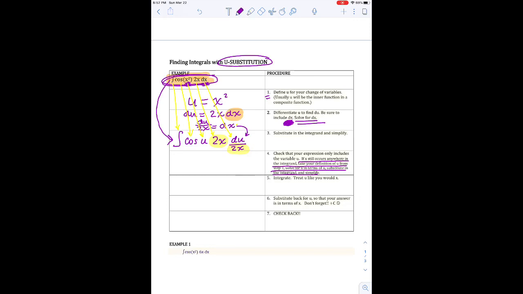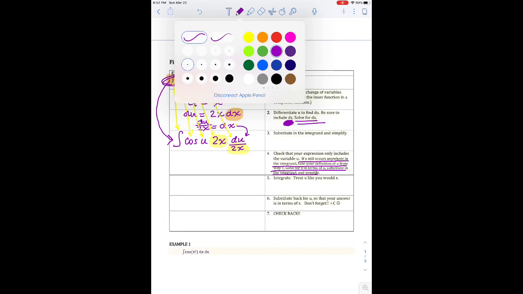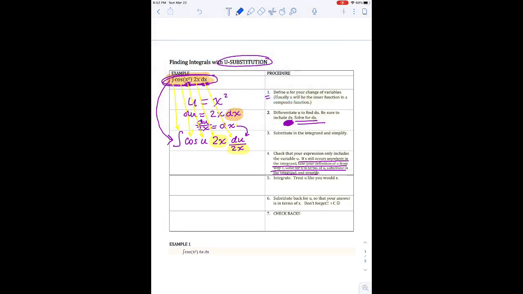But since there are two of them, guess what I can do? If you said cancel, then you're right. So we can cancel those 2x's, since one is on the top and one is on the bottom. This last bit, du over 2x, is being multiplied, and he's in the denominator, so he can cancel with that 2x. So now we really just have left cosine of u du.